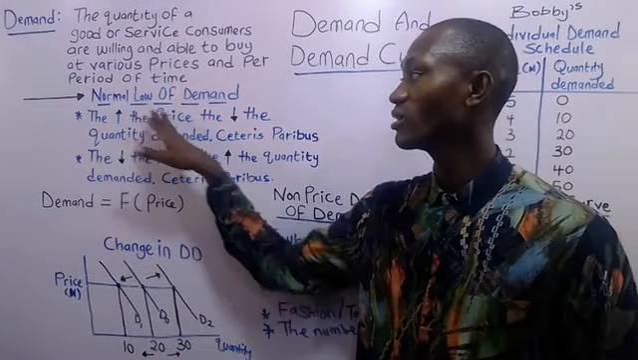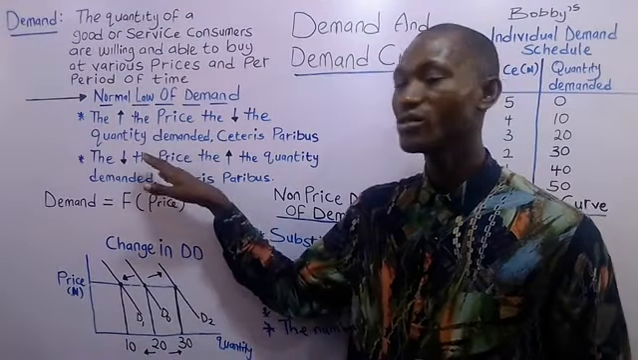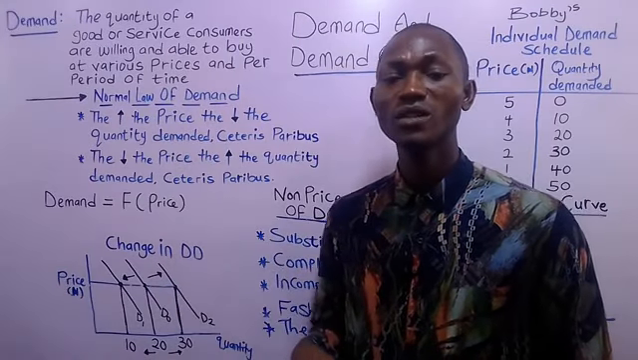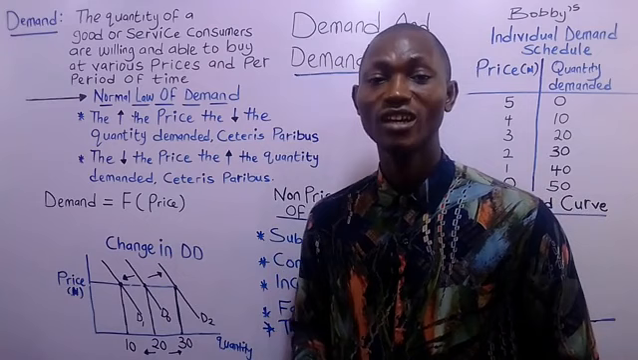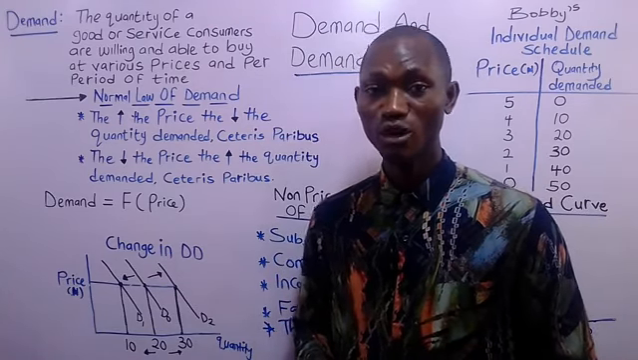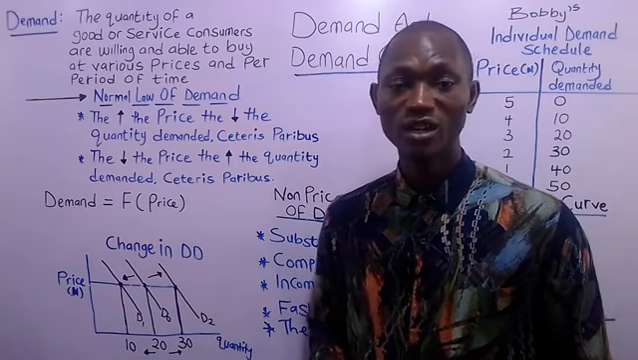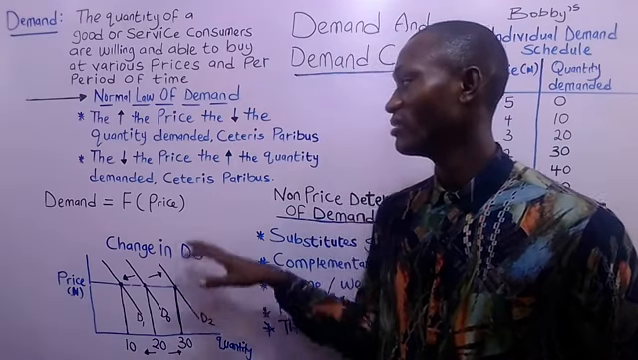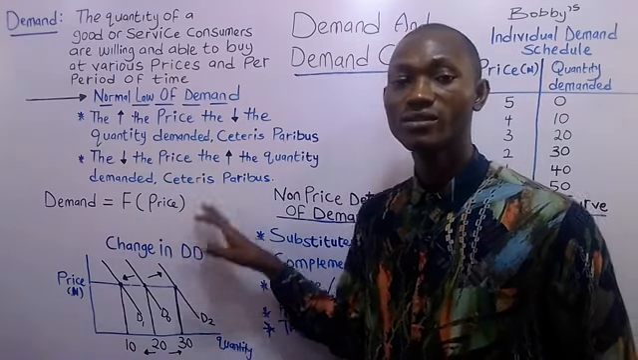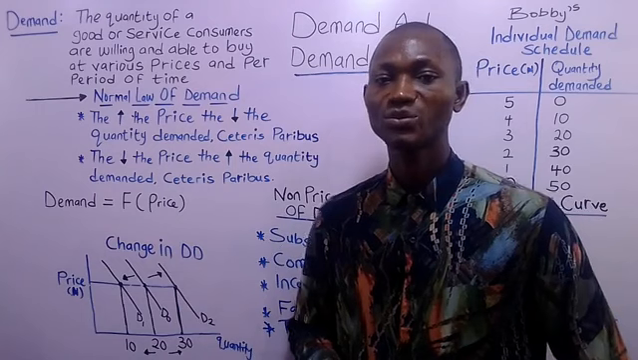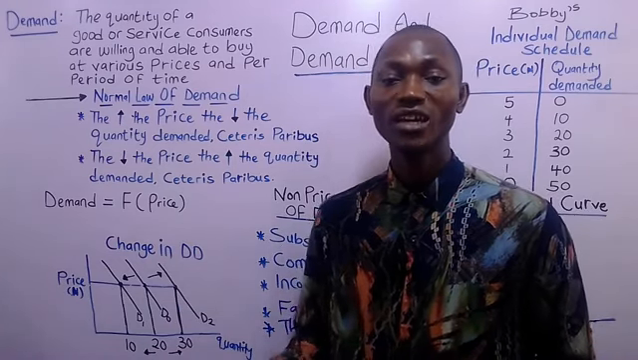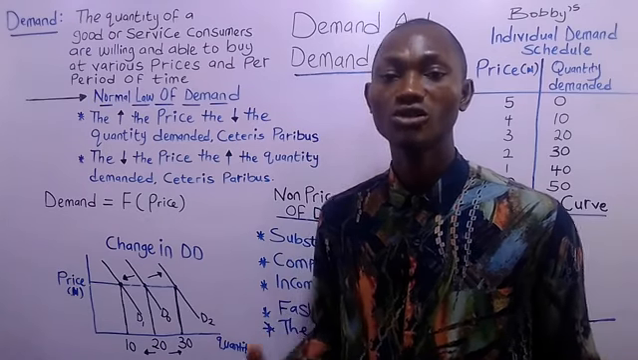So let's come down to the law of demand. You can see I put here normal laws of demand. The normal laws of demand was first used by Alfred Marshall in 1890 in one of his textbooks he published, Principles of Economics to be precise. And this law is actually premised on the phrase ceteris paribus. That means all other factors that could affect demand are held constant or unchanged.